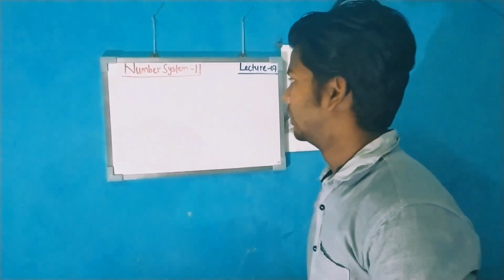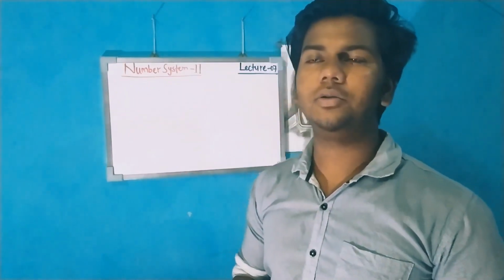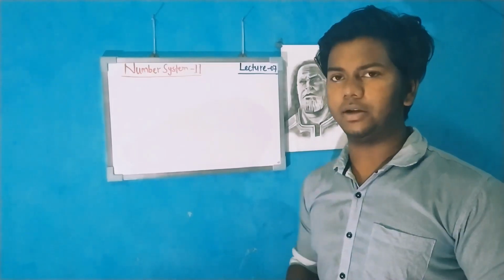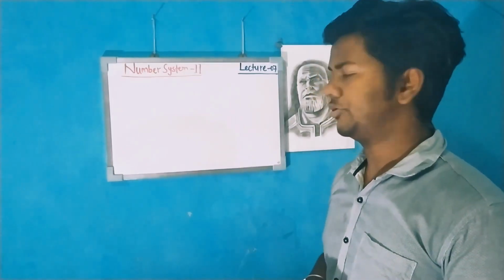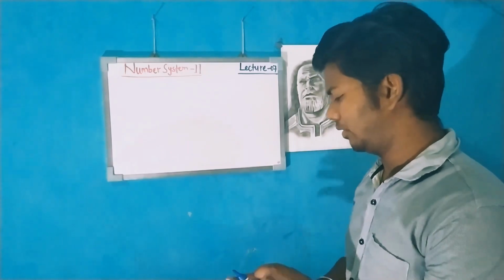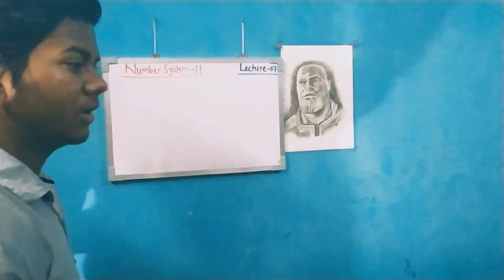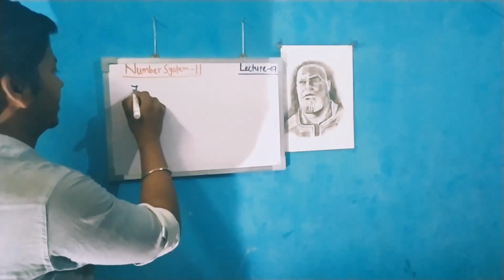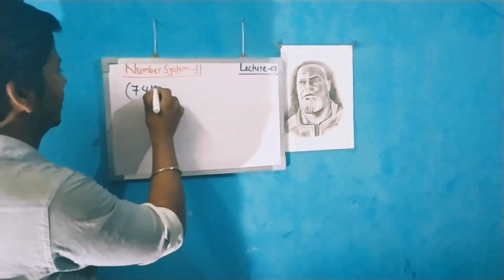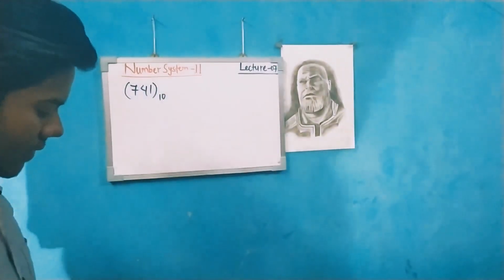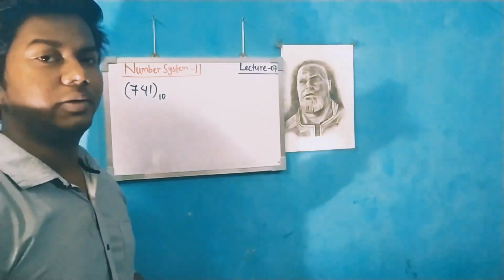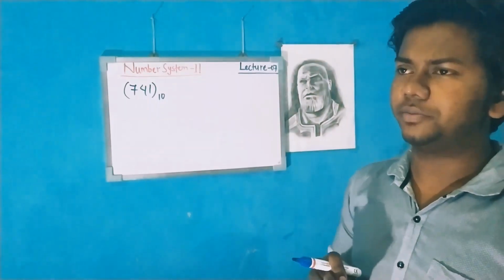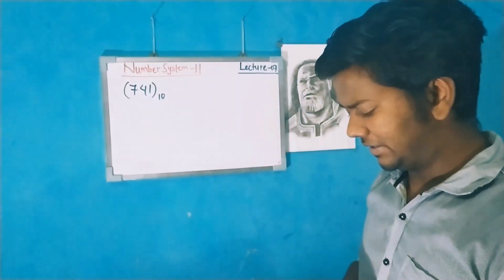So, in the last representation, we were talking about how to convert a number from decimal to binary, and now we will learn how to convert a number from decimal to octal. Take an example of a decimal number, just like 741. So, this is a decimal number. How do we convert this decimal number into octal? We use the same process because in octal the base is 8.